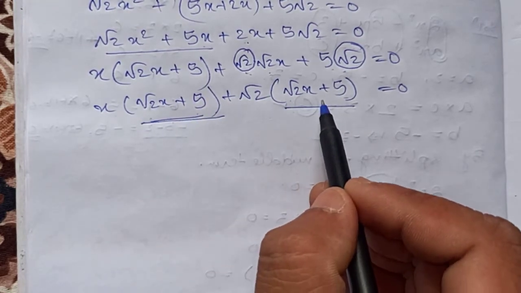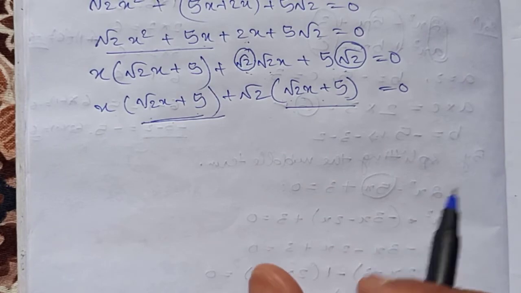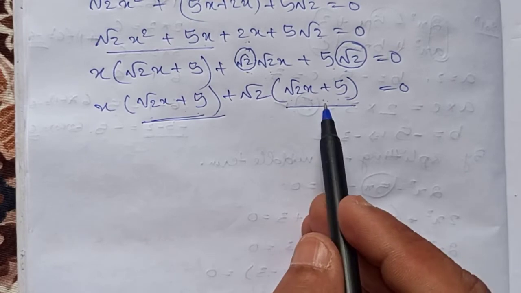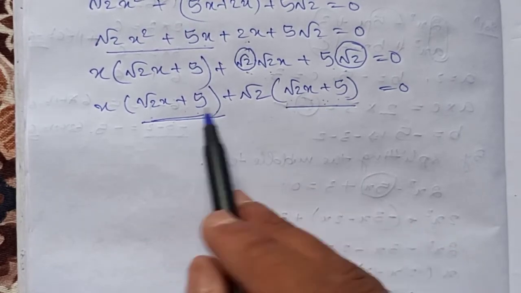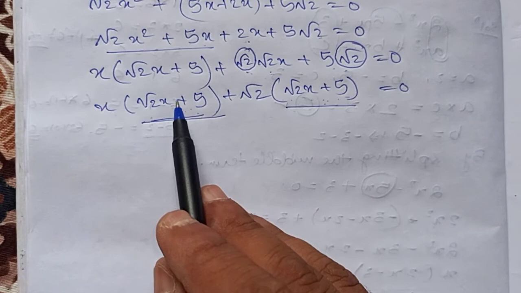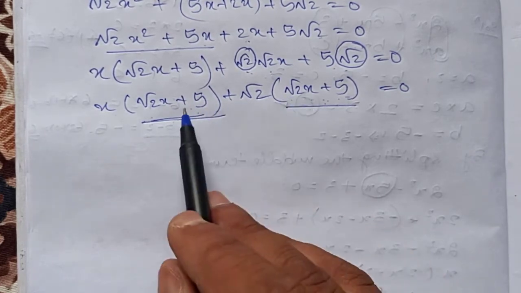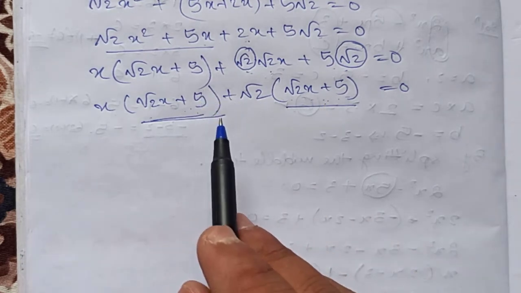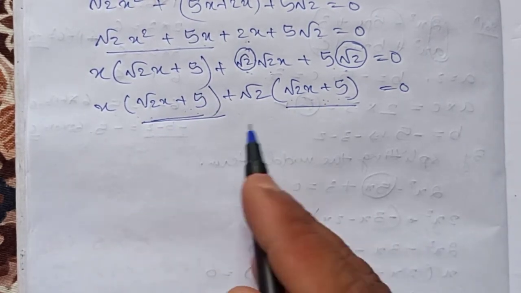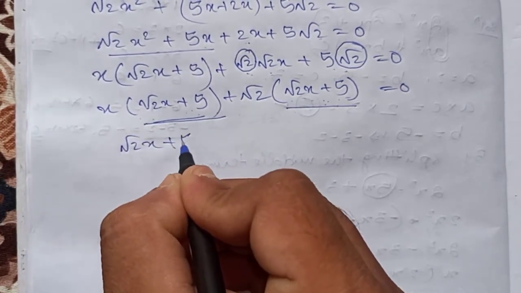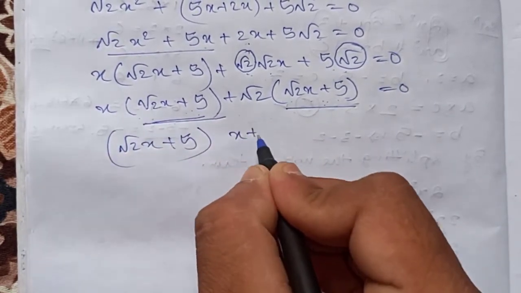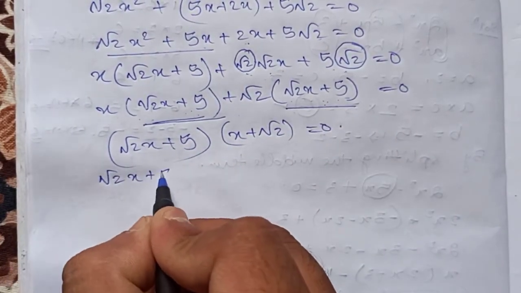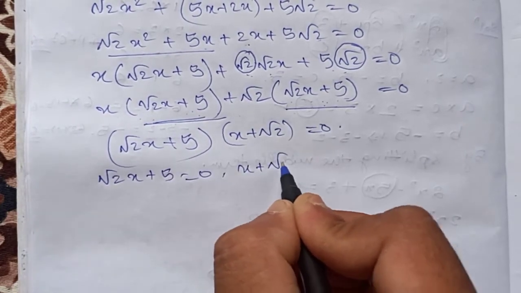If I get one is plus and one is minus, that means there is some mistake I have done. Okay, either I should get both plus, or I should get both minus. I should not get plus and minus or minus and plus. Getting? If any slight changes we are getting in the bracket terms, that means we have done a mistake somewhere. So between these two we will write root 2 x plus 5 and these two together, x plus root 2 equals to 0. So we will get root 2 x plus 5 equals to 0 and x plus root 2 equals to 0.